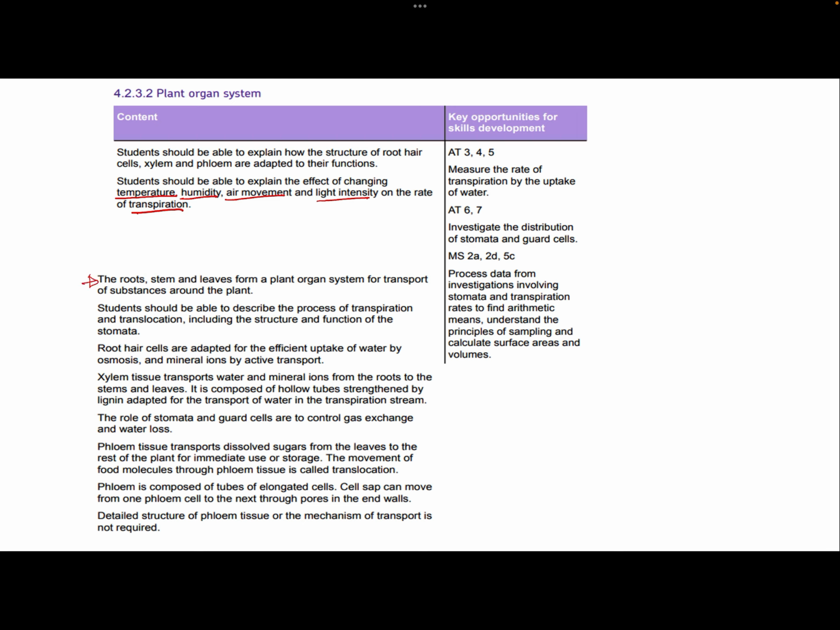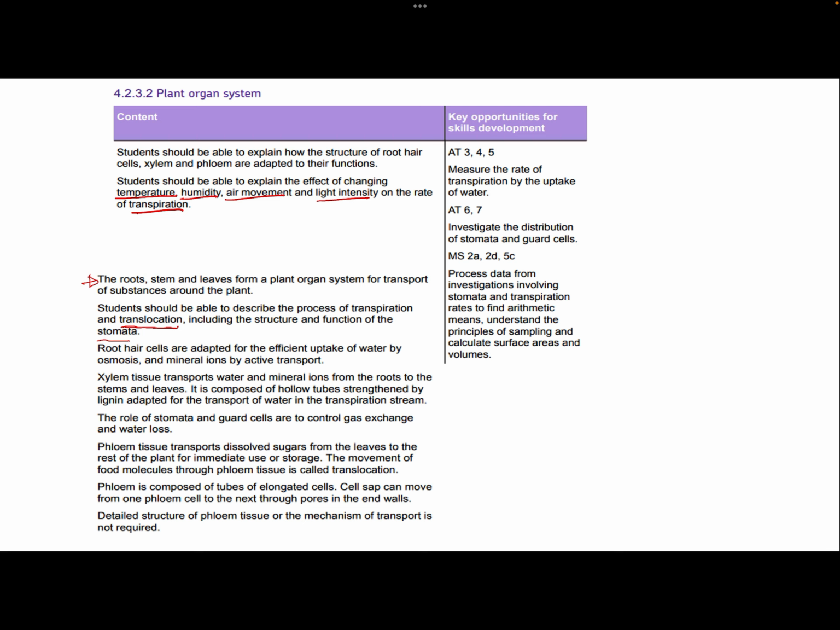So here it says the roots, stem, and leaves form a plant organ system for transport of substances around the plant. Students should be able to describe the process of transpiration and translocation. And remember, translocation happens in the phloem, including the structure and function of the stomata.